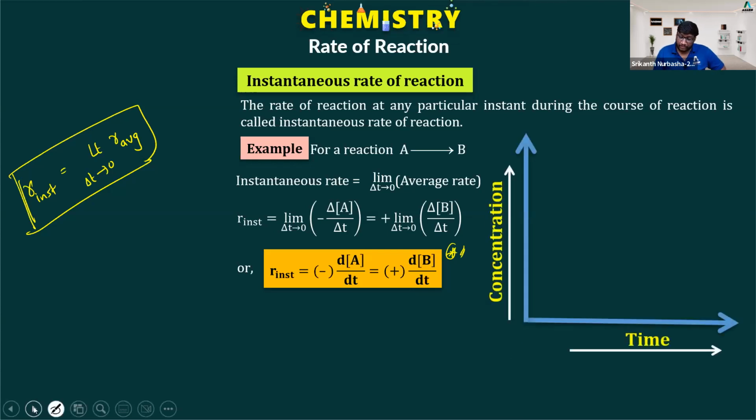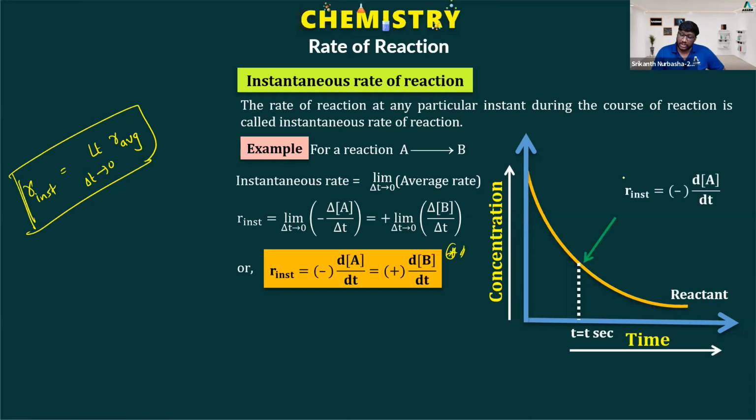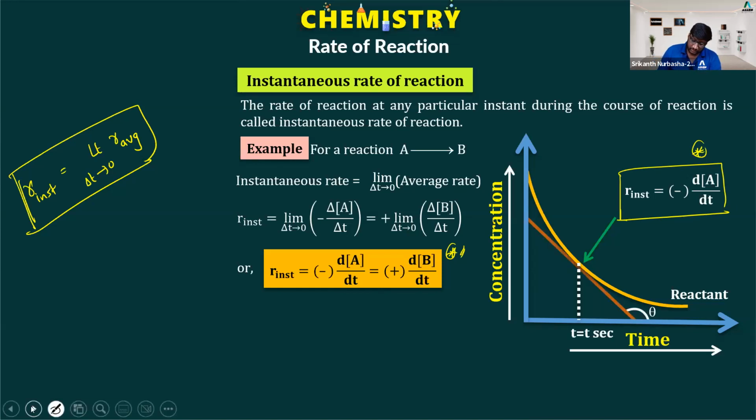Concentration versus time graph. So the time interval is going to be very small now. That is, it seems to be an instant of time. At time t equal to 3 seconds, R instantaneous is equal to minus d concentration of A by dt. It is not like over some time t1 to t2. It is at an instant of time t. And you can actually measure that from the respective slope.